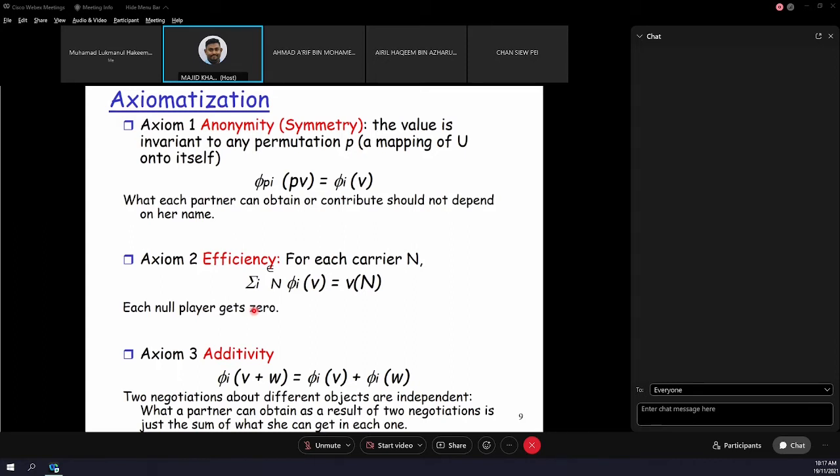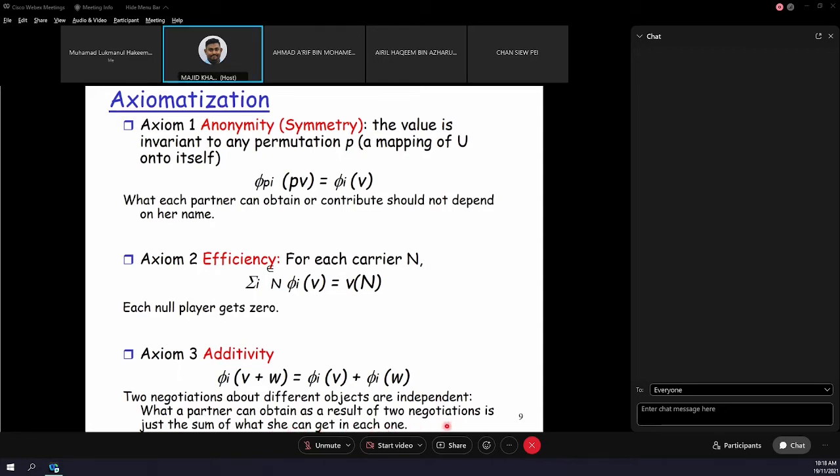And as mentioned previously, the third axiom is called additivity. Additivity means when you have two different players, you need to add their value separately, and you can add it together to form a coalition. And do remember, two negotiations about different objects are different. What a partner can obtain as a result of two negotiations is just the sum of what she can get in each one.